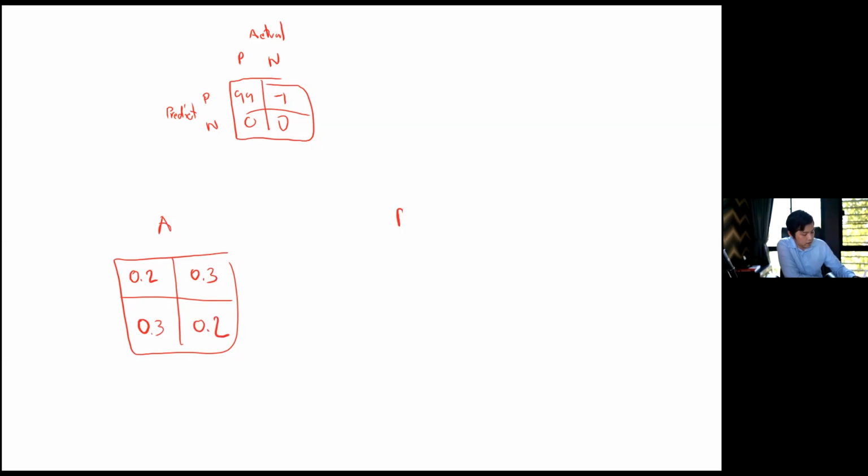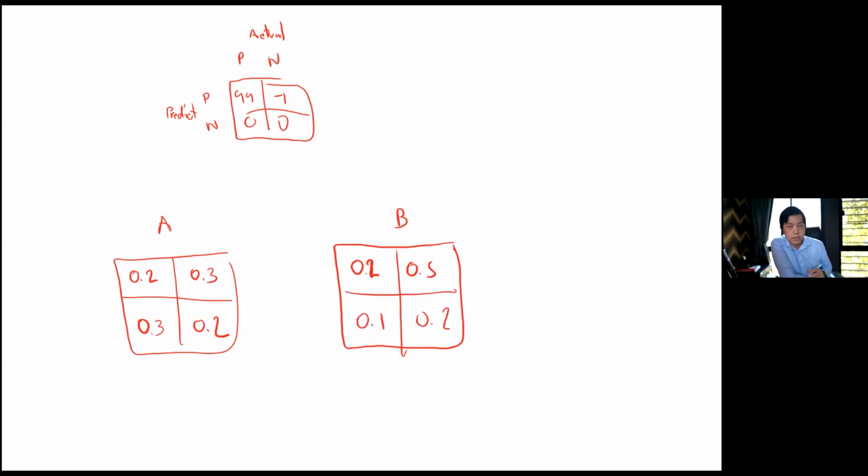And model B, right, get this is 0.1. Let's say this is also 0.2 then, but you get this is like 0.5. This is 0.1, this is 0.2, right? You get different results out of this. So the EV would be different.